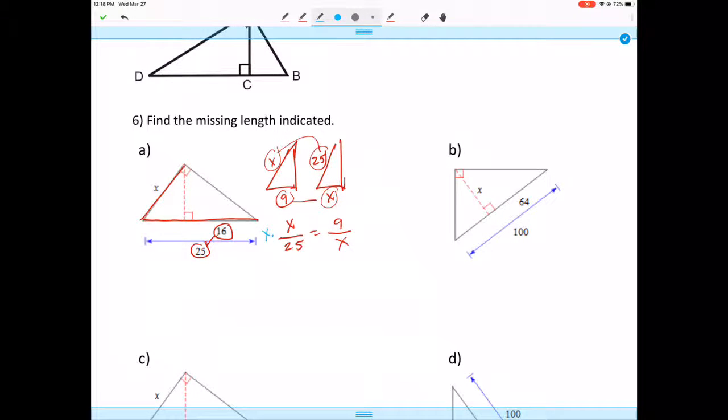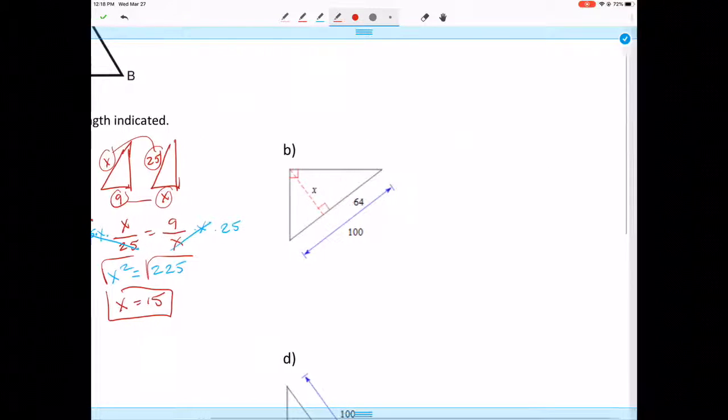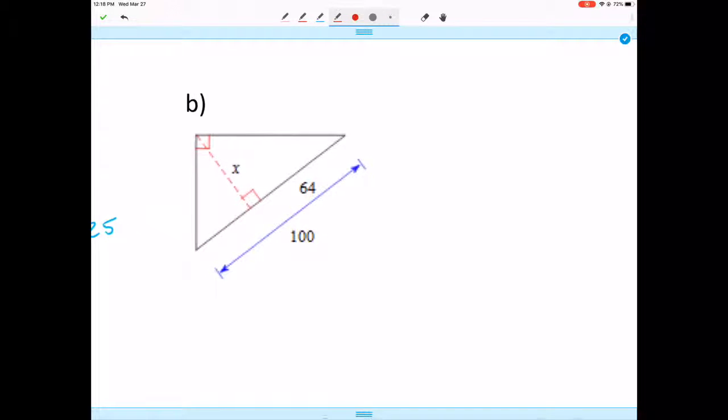We can multiply both sides by x, and we can multiply both sides by 25, and we'll end up getting x squared equals 9 times 25, which is 225. Square root both sides, and you get x equals 15. All right, so let's do another example. Pause if you feel comfortable and try to do the rest.